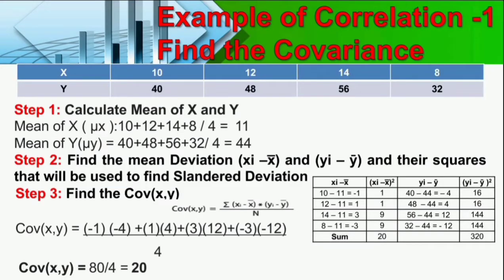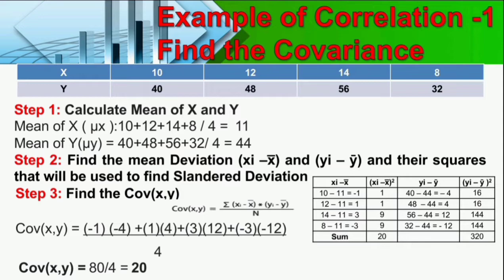Example of correlation. Number 1, find the covariance, where x is equal to 10, 12, 14 and 8 and y is equal to 40, 48, 56 and 32. Step number 1, calculate the mean of x and y. The mean of x in this example is calculated as 11 and the mean of y is calculated as 44.